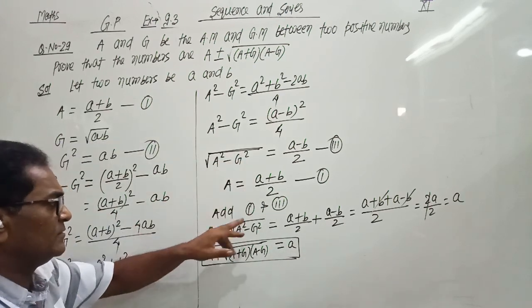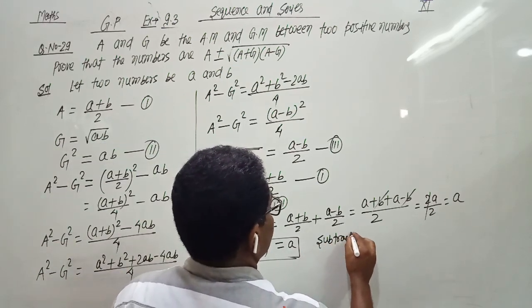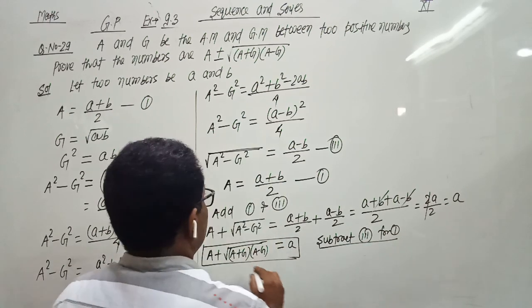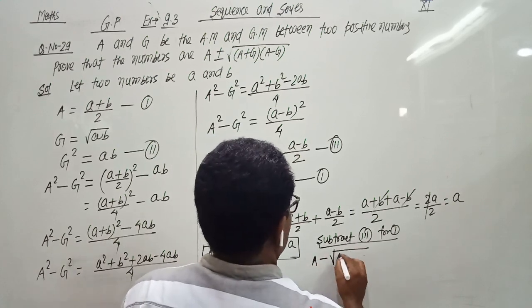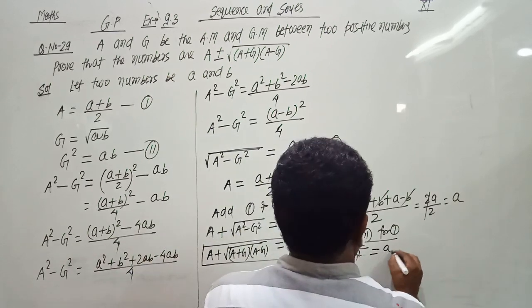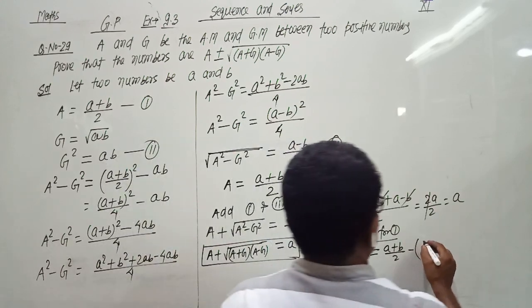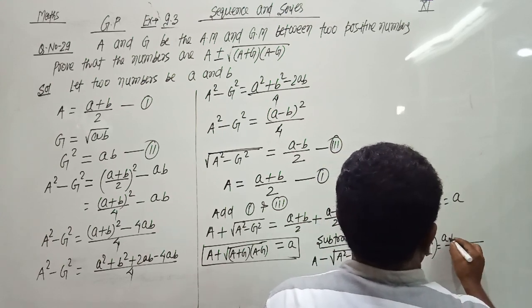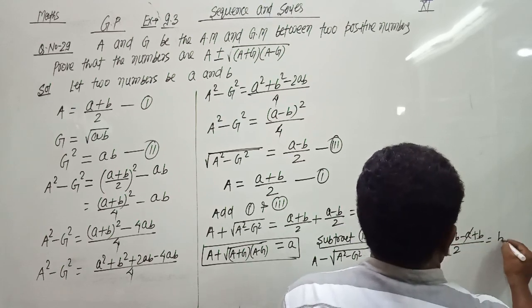Now subtract third from first. So we get a minus under root of a square minus g square equals to the value of a is a plus b by 2 minus root a square minus g square is a minus b by 2, LCM 2, a plus b minus a plus b. A and a cancel, 2b by 2, we get b.